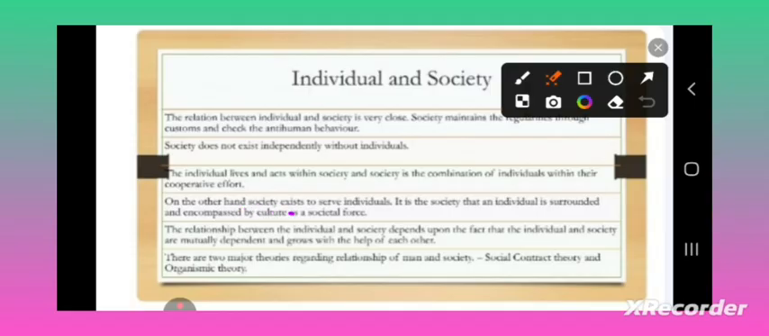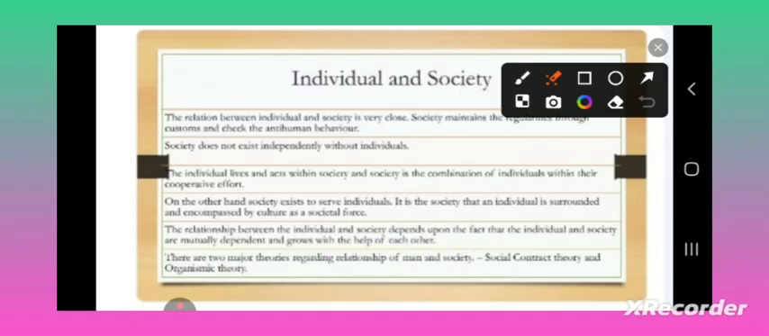Interdependence. On the other hand, society exists to serve individuals. An individual is surrounded and encompassed by culture as a social force. The quality and nature of the relationship between the individual and society depends on the fact that individual and society affect each other at every step. They grow with the help of each other.